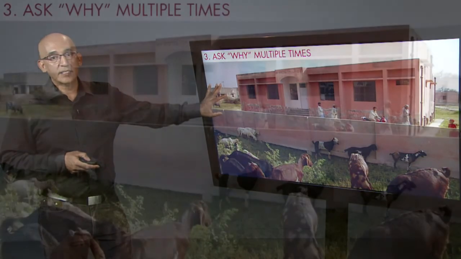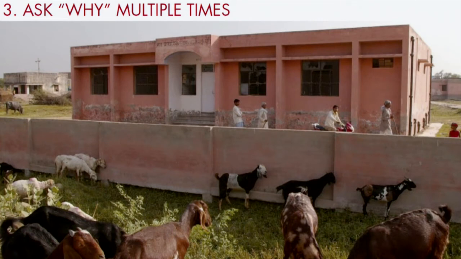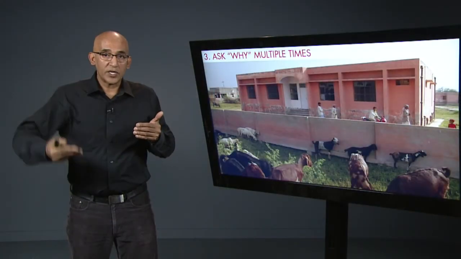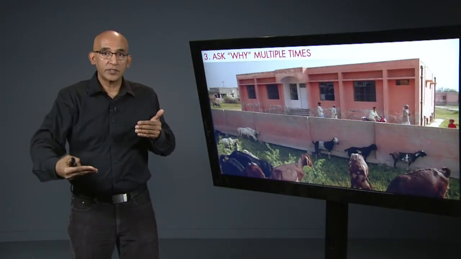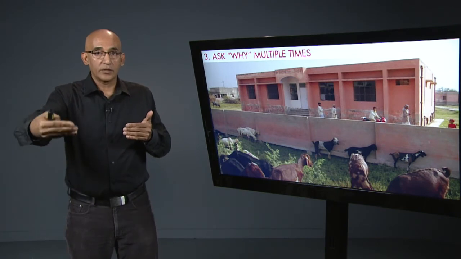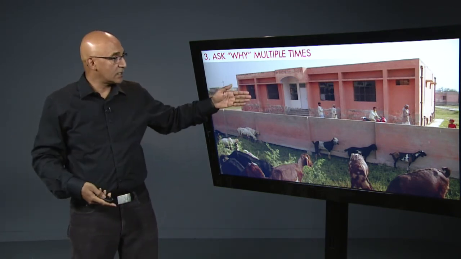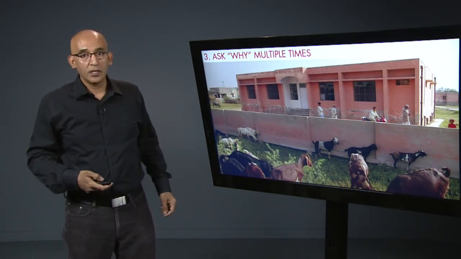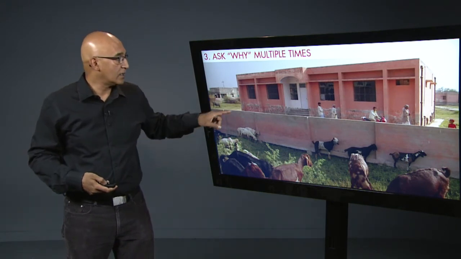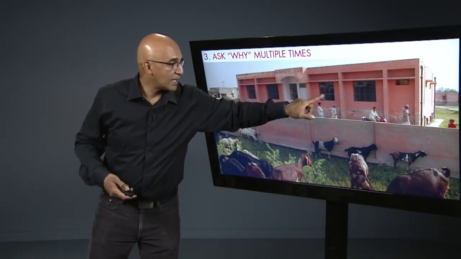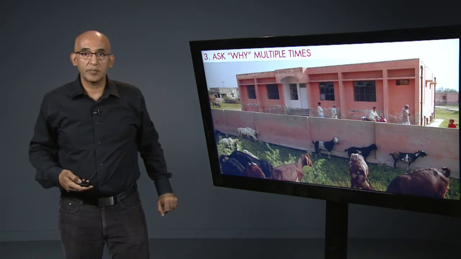This is essentially a very profound trick, but it's a very important thing, which is to do a root cause analysis. Instead of just taking the answer as it's given to you, you ask the question why multiple times in order to understand what the real problem is. This is a hospital, a small clinic in rural India, and all the glasses are broken. It's in a state of disrepair.